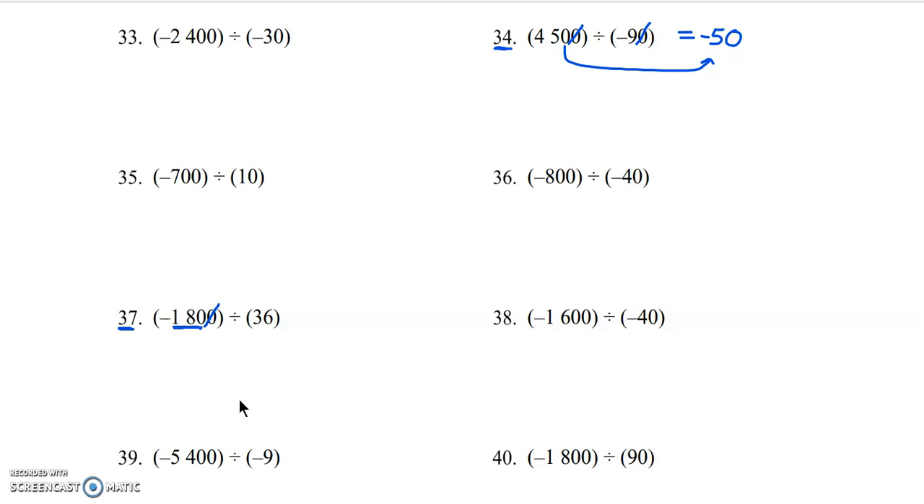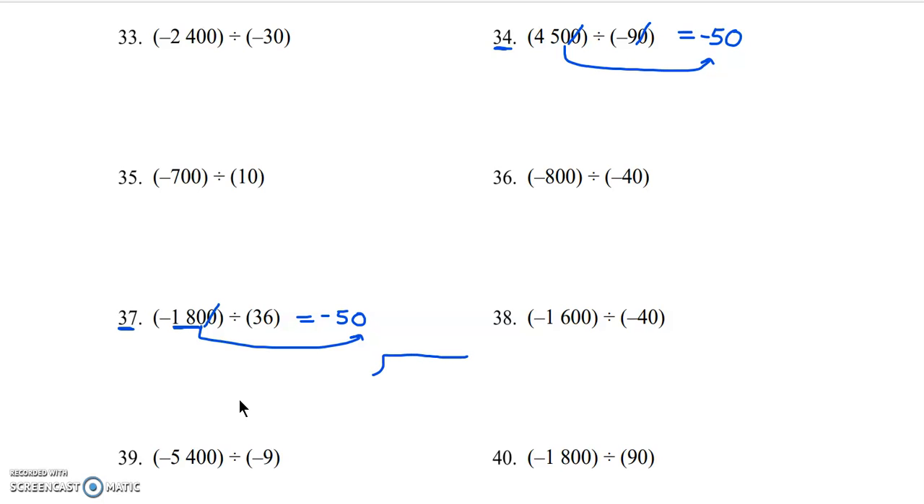180 divided by 36. So you're going to move the 1 0 over to your answer, but you're still really looking at it as 180 divided by 36, not 18 divided by 36. And 180 divided by 36 is 5, and that's a negative divided by positive, so it's going to be -50 as well.